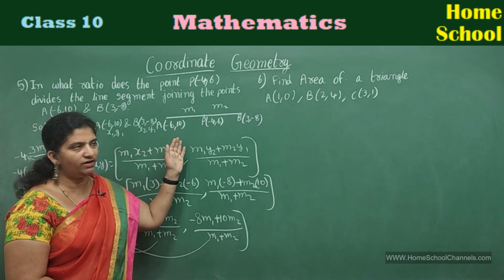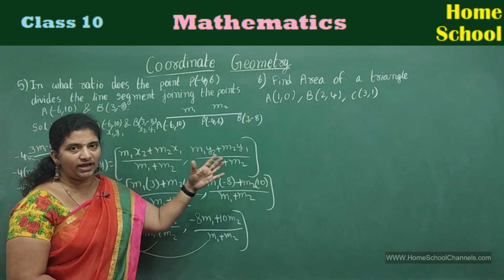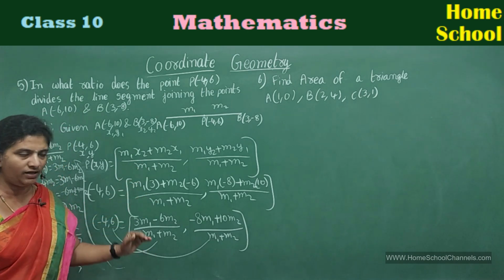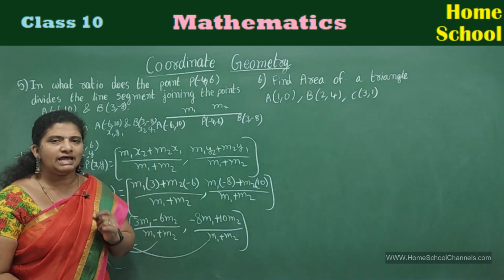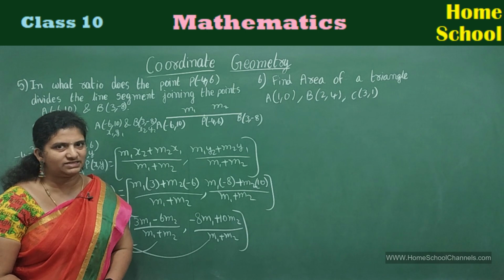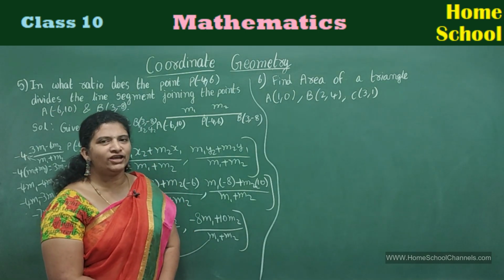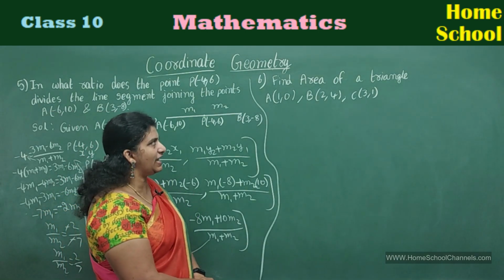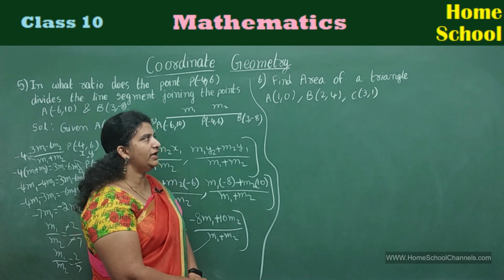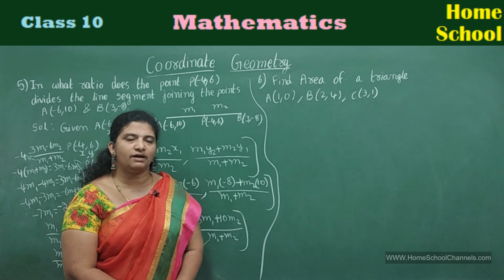Mark x1, y1, x2, y2, x comma y. Substitute carefully by using brackets. Definitely you won't do any mistake. Next problem, find the area of a triangle with the coordinates A(1, 0), B(2, 4), C(3, 1).